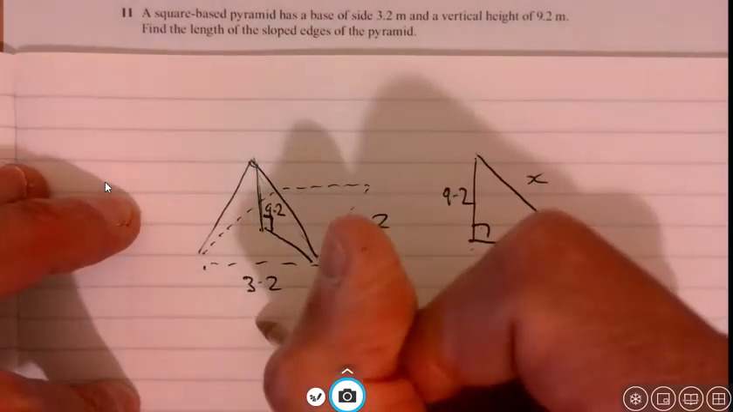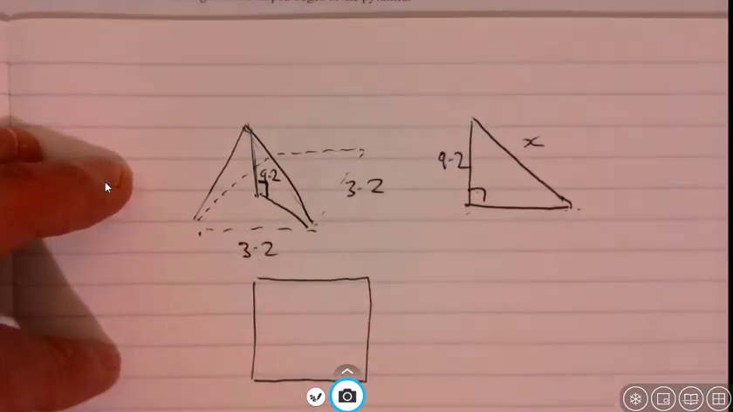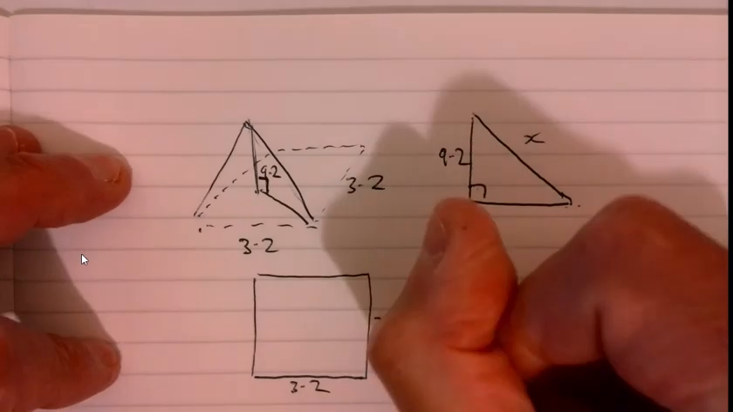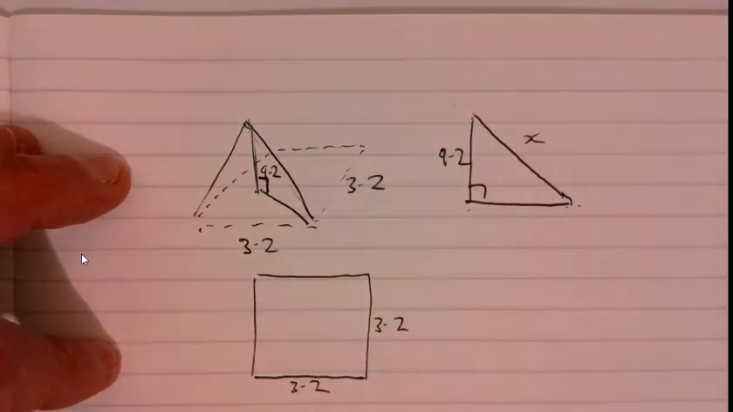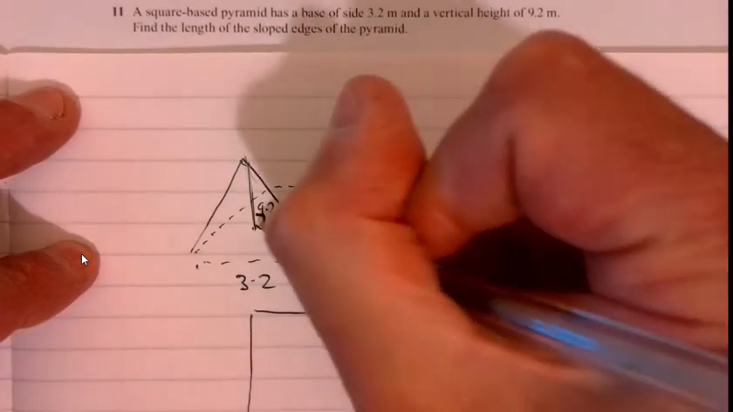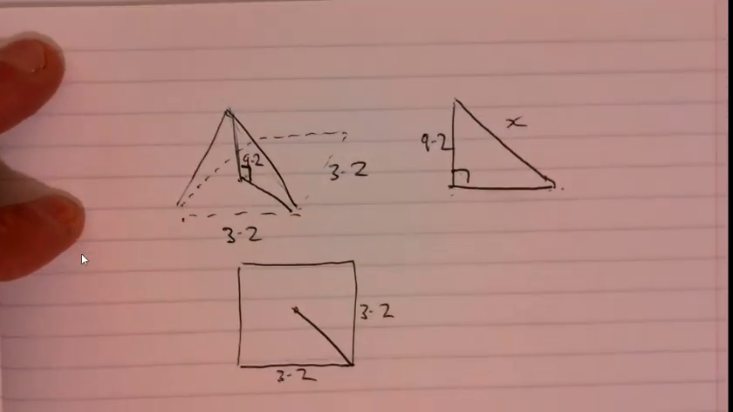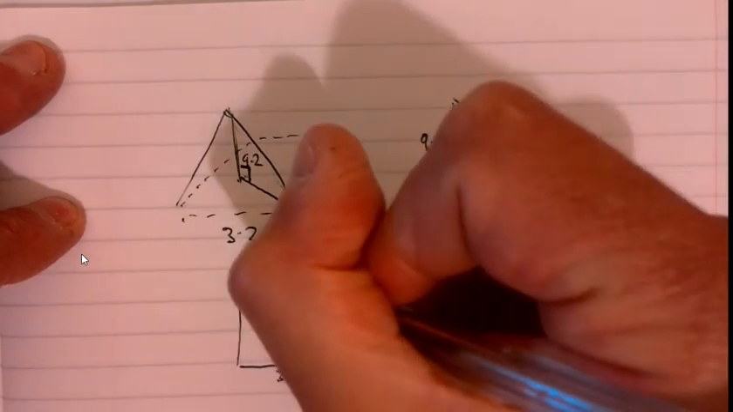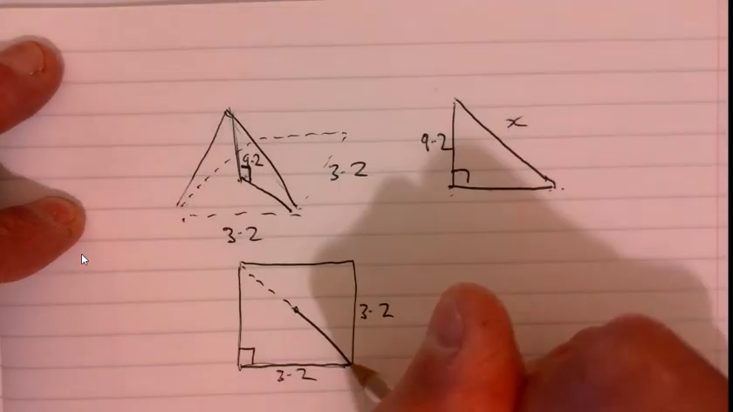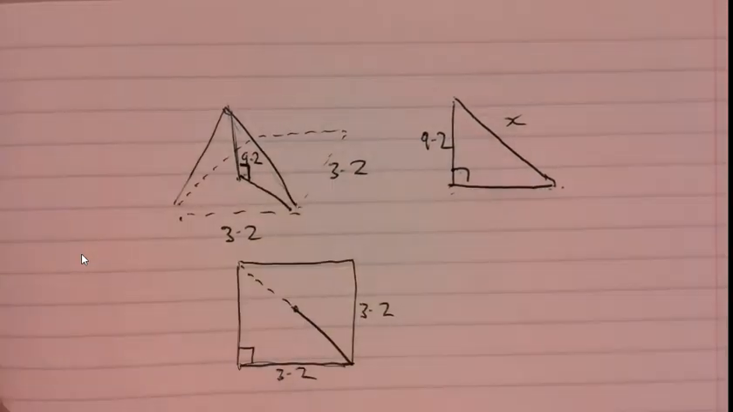Well, if I just look at the square, just the base, and move that up a little bit so you can see a little bit better. There we go. You've got 3.2, 3.2. Just think about what that length actually is. That bit just there. If I think about this big triangle here, it'd be half of this length just here. So that'd be 3.2 squared plus 3.2 squared, and then the square root of that.